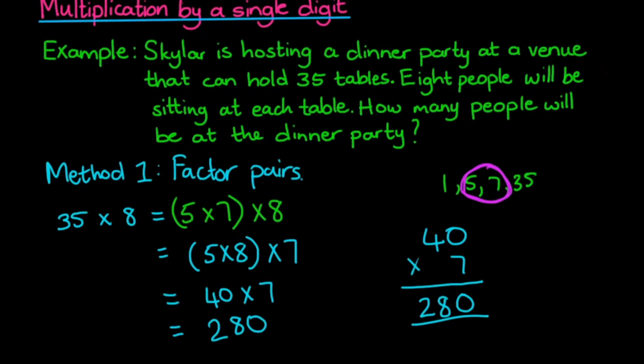So the first method that we'll be using is factor pairs. So 35 multiplied by 8, I'll look at the factor pairs of 35. So we have 1, 5, 7 and 35. So I'm going to use 5 and 7 as the factors. So 5 multiplied by 7 multiplied by 8. In the next one, I swapped the 8 and the 7 out. So 5 multiplied by 8 is going to give me 40. And 40 multiplied by 7 is going to give me 280.